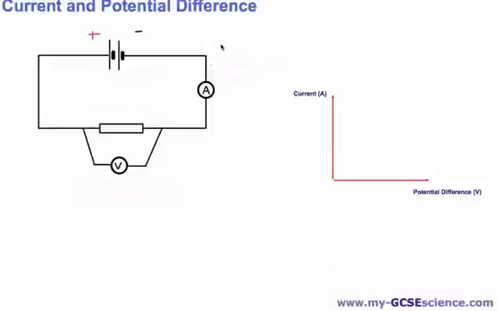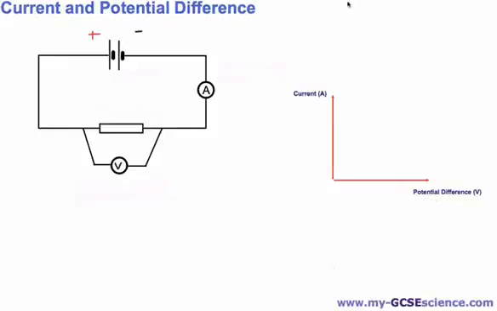Hello and welcome. In this video we are going to look at the relationship between current and potential difference, and we're also going to look at another value called the resistance, and we're going to see how these three are all connected with each other.